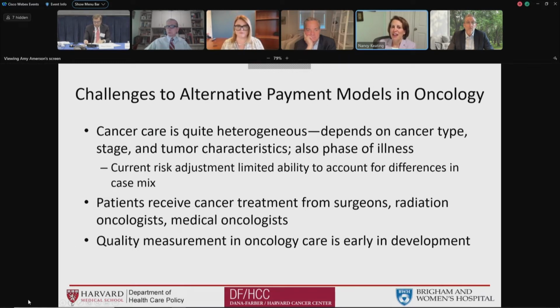So there are a number of challenges to alternative payment models in oncology, some of which have been pointed out already. So first, cancer care is quite heterogeneous. It depends on the cancer type, the stage, the tumor characteristics, as well as the phase of illness. And current risk adjustment is limited in its ability to account for differences in case mix. Second, patients receive cancer treatment from surgeons, radiation oncologists, medical oncologists, and others. And as we discussed earlier, they're often in different practices, or at least billing under different tax ID numbers. And finally, quality measurement in oncology care is early in its development.